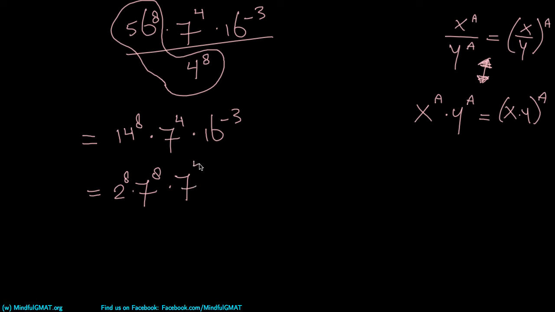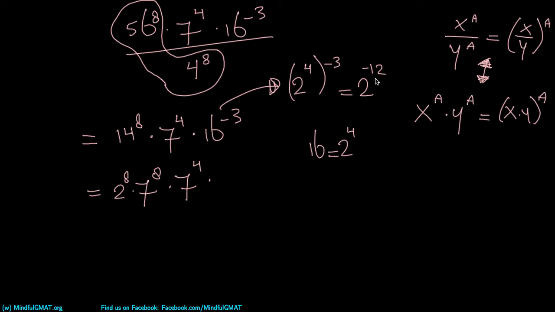Alright, 7 to the power 4 we just copy, and then 16 is actually the same as 2 to the power 4, because 2 times 2 is 4, times 2 is 8, times 2 is 16. So 2 to the power 4 and that thing to the power minus 3, that actually becomes 2 to the power minus 12. So you get here 2 to the power minus 12, and that applies because there's a mathematical rule telling you that x to the power a and that thing to the power b equals x to the power a times b.